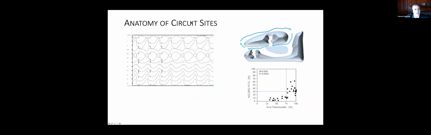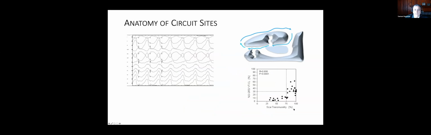Now let's look at this scar. I think this is very interesting. This sort of follows well John's talk. We wanted to look at anatomy of circuit sites, meaning if we take this entrainment information here, I have on the y-axis stimulus to QRS divided by the VT cycle length, and then on the x-axis, in a group of about 25 ischemic cardiomyopathy patients, the scar transmurality.